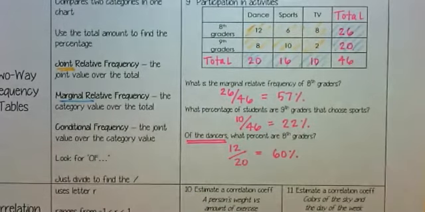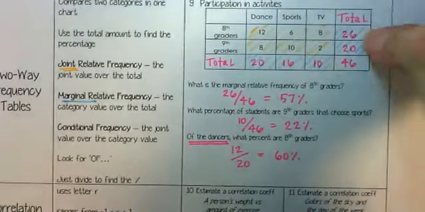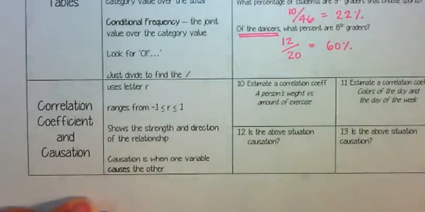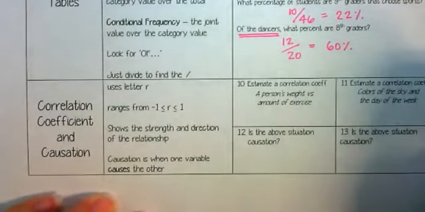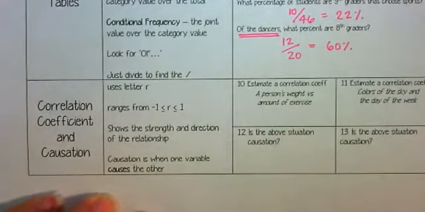Next up, correlation. We talked about correlation and the correlation coefficient. We use the letter R. What it does is tells us how strong the relationship is between two categories. And it also tells us the direction with the positive and negative. And then causation is when one causes the other.